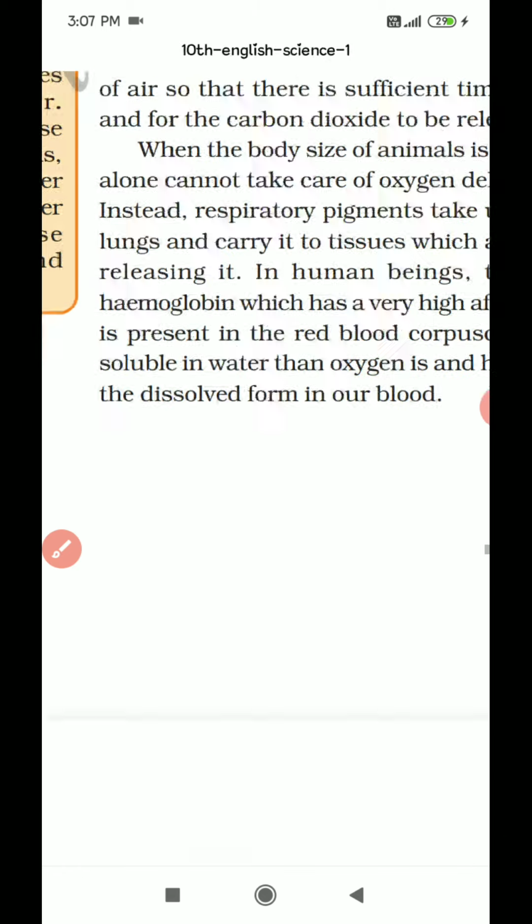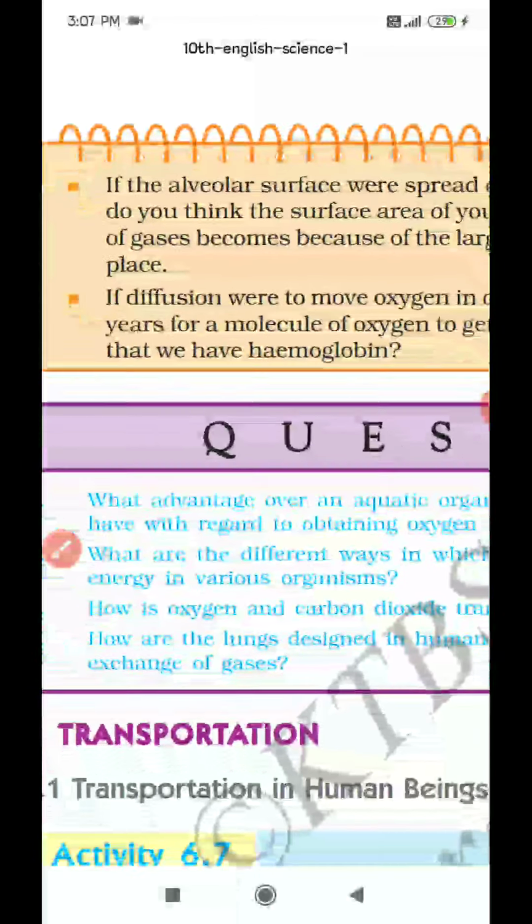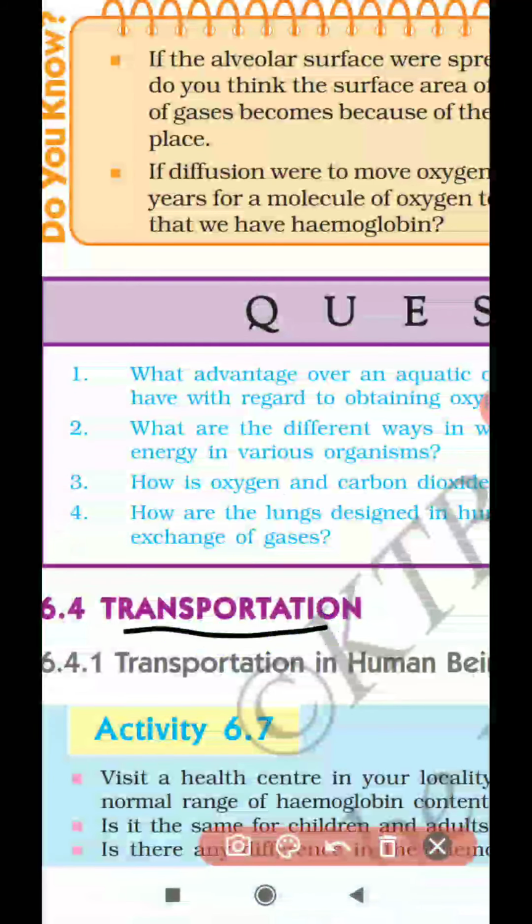So this is about respiration. In the next class, we will be learning about transportation in human beings.